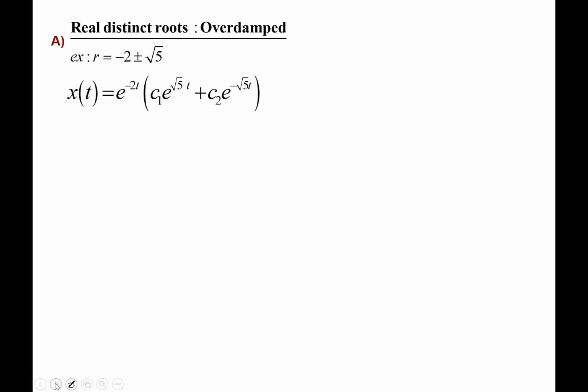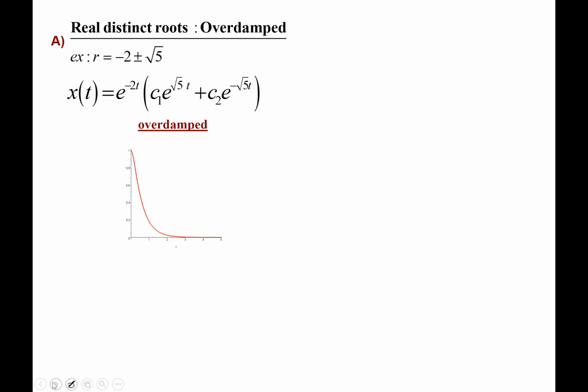Okay, now the graph of it would be that the exponential term on the outside will cause the motion to be what's called overdamped. The motion basically will be dampened too much, where it ends up getting to equilibrium rather quickly when you have real distinct roots to your auxiliary equation. That's called being overdamped.